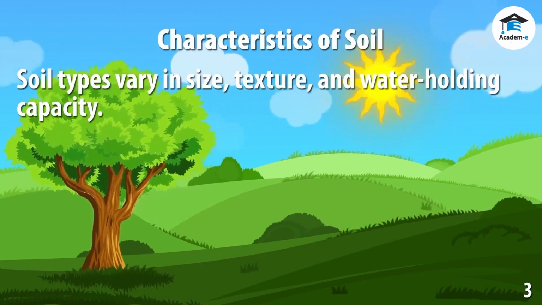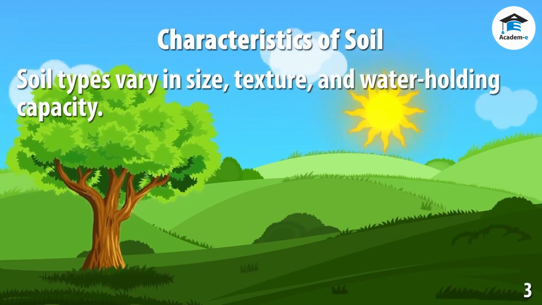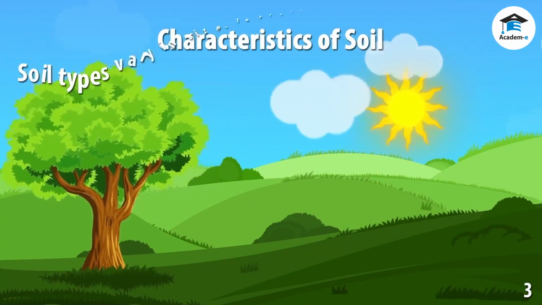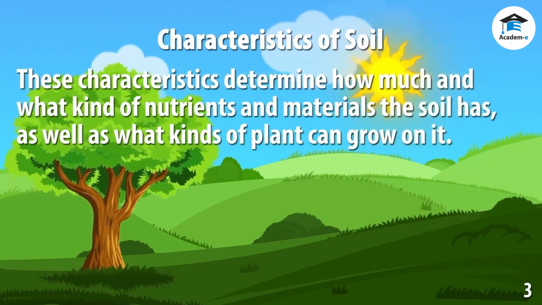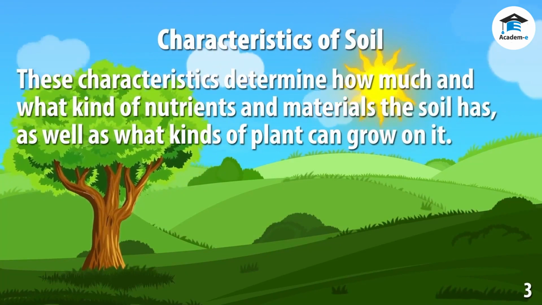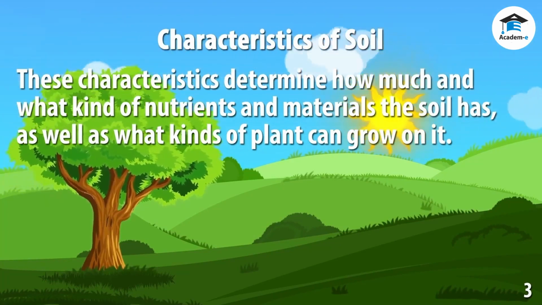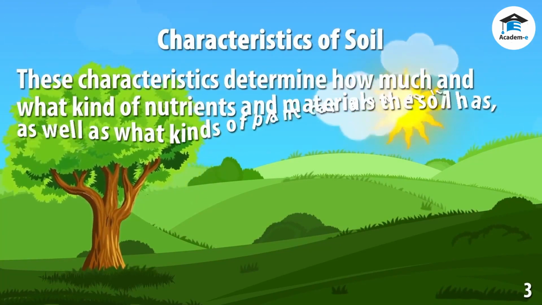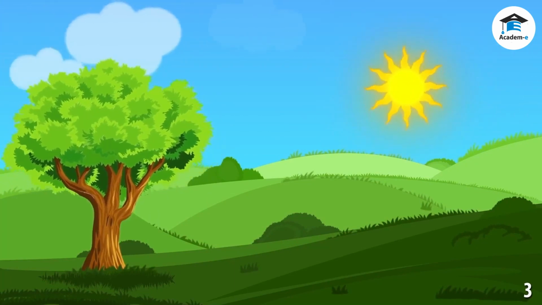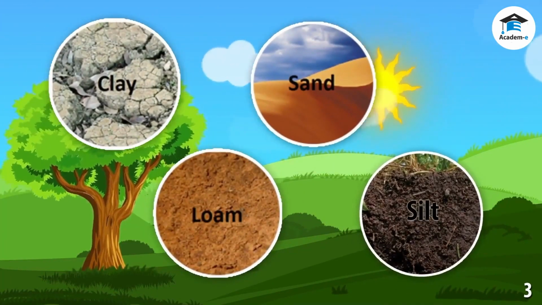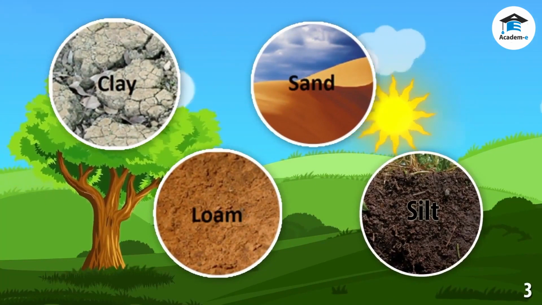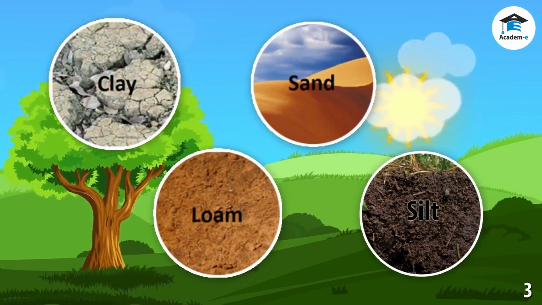Soil types vary in size, texture, and water-holding capacity. These characteristics determine how much and what kind of nutrients and materials the soil has, as well as what kinds of plant can grow on it. Soil has 4 basic types, namely clay, loam, sand, and silt. What do you think are the differences among these types?